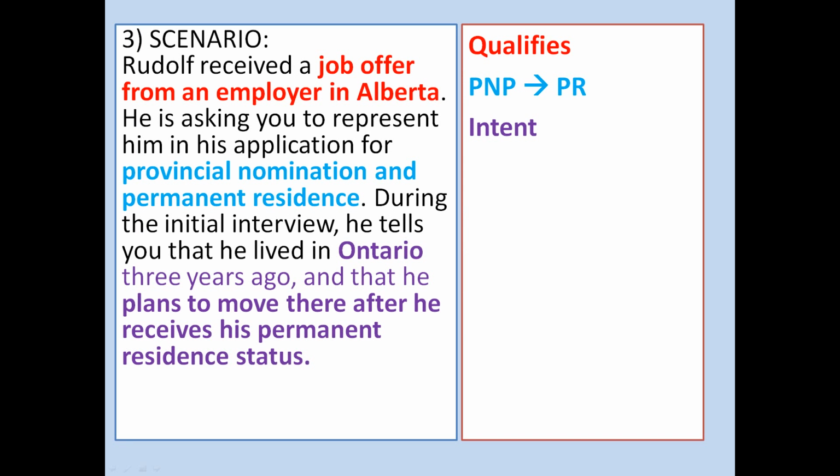So the important parts of this job here, he has a job offer from an employer in Alberta, so that we know that he probably qualifies for a PNP program. Okay, he wants you to represent him in the transition from a PNP to a PR. And we look at Ontario, so he plans to move there after he receives his permanent resident status. That's when we look at the magic word intent.